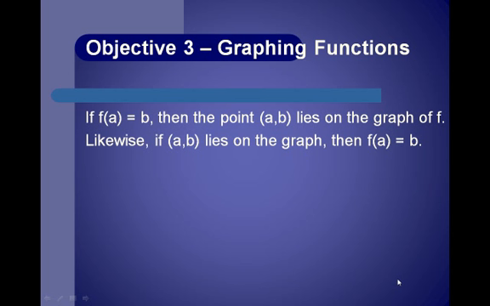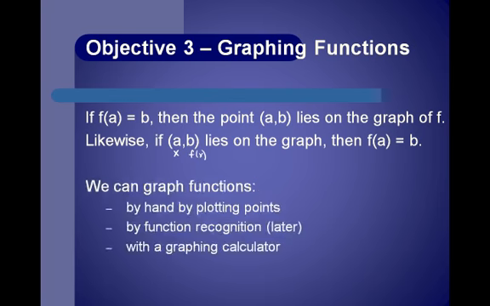Objective 3, graphing functions. If f of a is equal to b, then the point (a, b) lies on the graph of f. Likewise, if (a, b) lies on the graph, then f of a is equal to b. The whole point of this is like your x value, and the y value is like your f of x value.